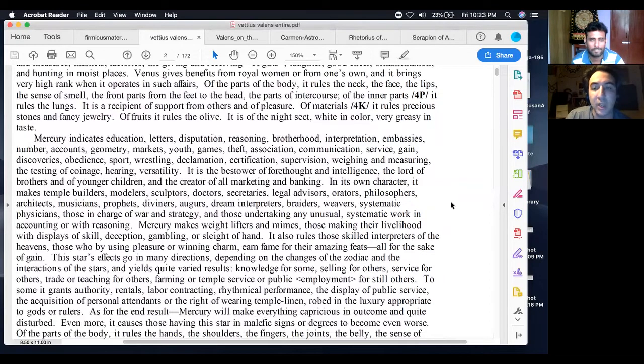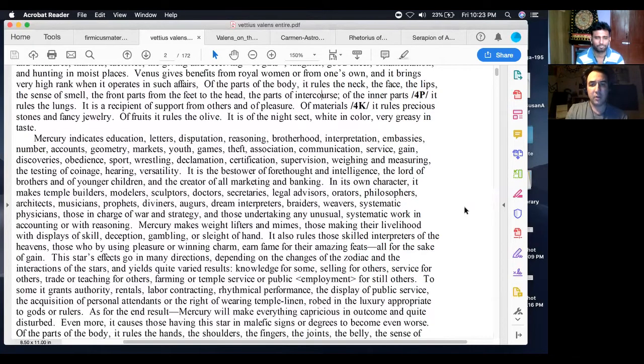It rules the neck because of Taurus, face in terms of cosmetics, I think, lips, sensuality, right? Sense of smell. Again, that harkens to perfumes to me. The front parts of the feet to the head, probably because of Pisces or something. I don't know where the head comes from, but parts of intercourse, of course, reproductive organs like the testicles and the ovaries specifically. Inner parts, it rules the lungs. Usually that's associated with Jupiter. I don't really know where that's coming from, so that's interesting. It is a recipient of support from others and of pleasure. Yes, very passive and receptive.